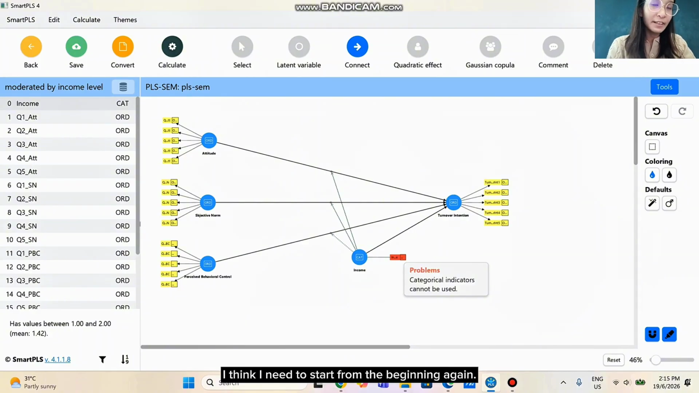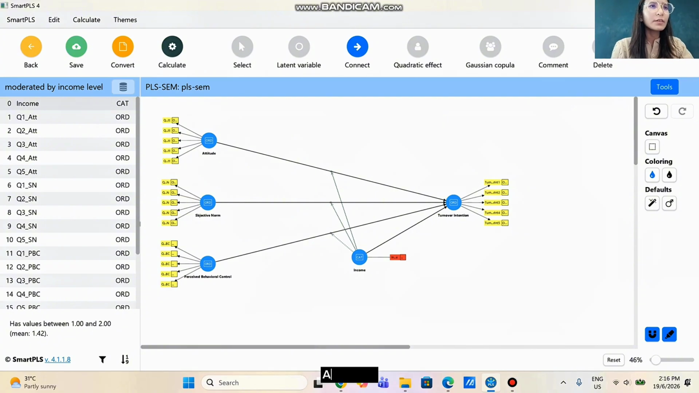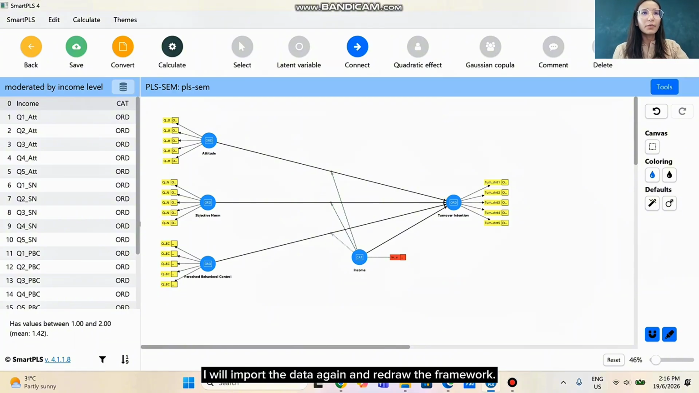I think I need to start from the beginning again. This is a bit frustrating because I already drew the framework, but it's better to fix it now before the whole analysis becomes wrong. So now I need to go back to the data import stage again. I will change the income from categorical to binary because it only has two groups. After that, I will import the data again and redo the framework.